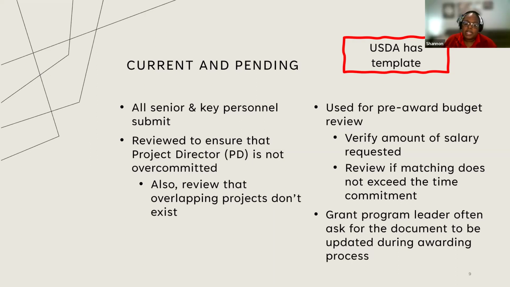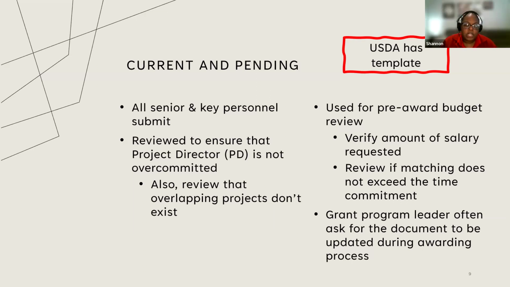Now we're moving on to another document. As you can see, we have once again the red box that says the USDA has a template. The current and pending is also a required document for senior and key personnel. It includes the project director, the co-project directors, senior associates, and professional personnel, including sub-awardee personnel. The form template can be located on the NIFA website, and we highly advise that you use that template.